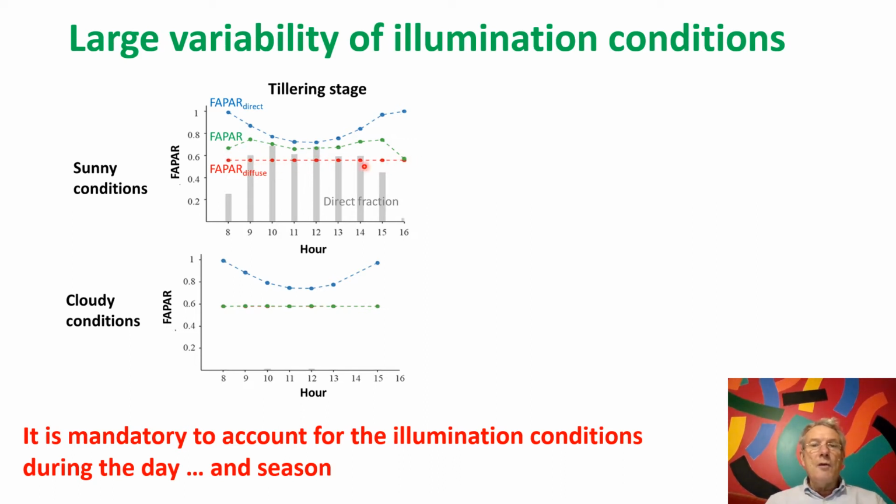The fraction of direct radiation increases under clear sky conditions with time in the morning, and then decreases in the afternoon, as compared to a cloudy condition where the direct component is almost zero, and the diffuse component contributes more to the total amount of radiation.